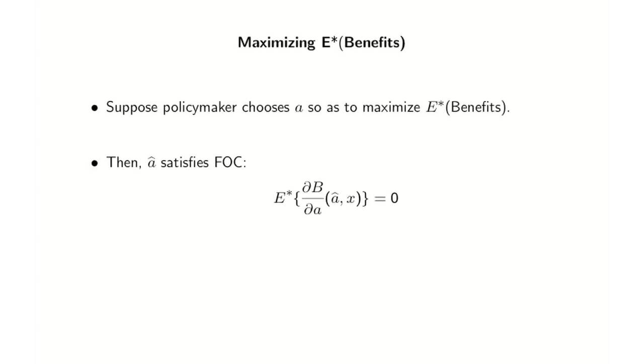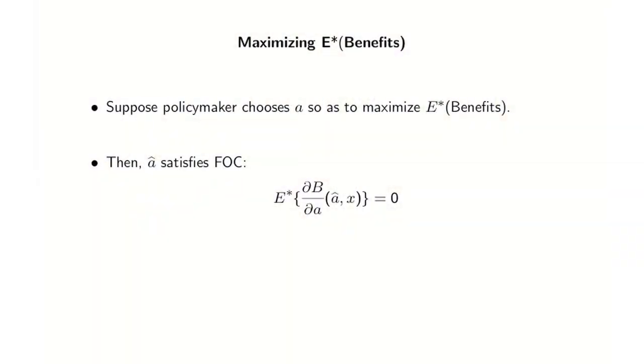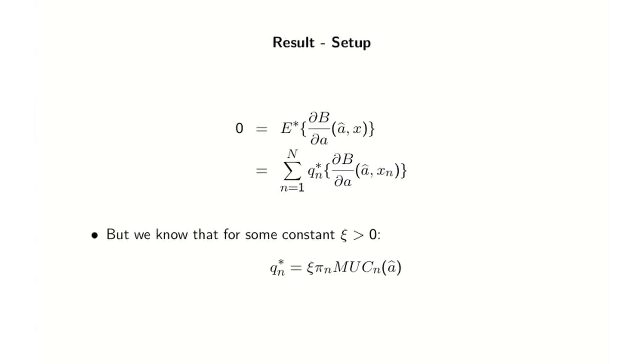Suppose the policymaker were to choose A so as to maximize the risk-neutral expectation of benefits. Now, of course, remember, the policymaker's goal is not that ex ante; it's to maximize ex ante social welfare. But suppose the policymaker is choosing A so as to maximize E star of benefits. Then the policymaker's choice will satisfy this first order condition. That's just taking the partial derivative of B with respect to A, and you're finding the A hat where that expectation is equal to zero. That's just definitional.